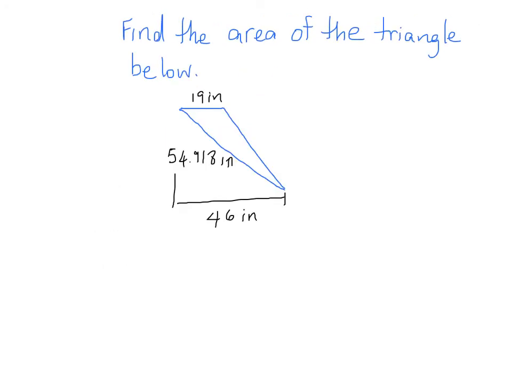In this example, it's a lot harder because we're not explicitly given a base and a height. We do know, however, that this side is 19 and this side is 54.918. We also know that there's an arbitrary length out here that is 46, but how does that help us? It's important to remember that the base and the height have to be perpendicular to each other. Checking this and this, they are not perpendicular.